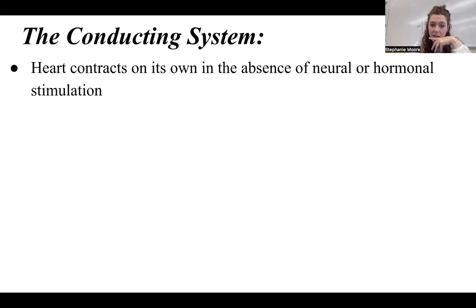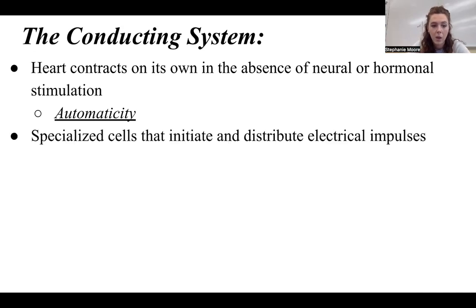So the conducting system. The heart contracts on its own in the absence of neural and hormonal stimulation. That is because we have pacemaker cells, which allow for the heart to have this thing called automaticity. It can run by itself. So we have those specialized cells that can initiate and distribute those electrical impulses, and those are called nodal cells. Nodal cells.